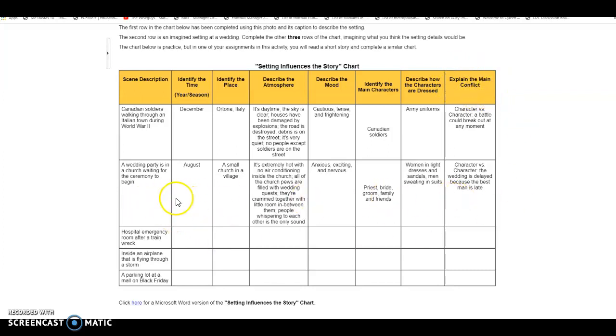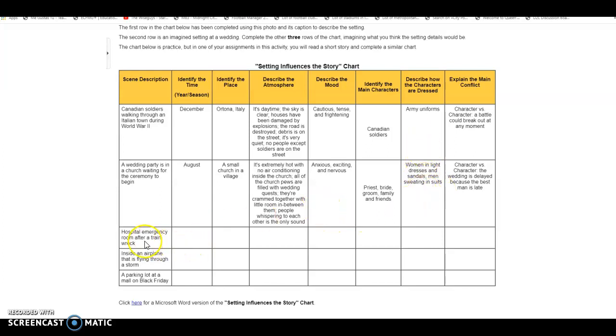This second row right here is a made-up scenario. It's about a wedding party in a church that's waiting for the wedding ceremony to begin. And so these are imagined details. It's imagined that it's taking place in August and that it's in a small church in a village. And this is a created atmosphere and mood. And these are the characters that would be there. And this is how they would be dressed. And this is a conflict that could arise in this setting. And so these first two rows are just examples.